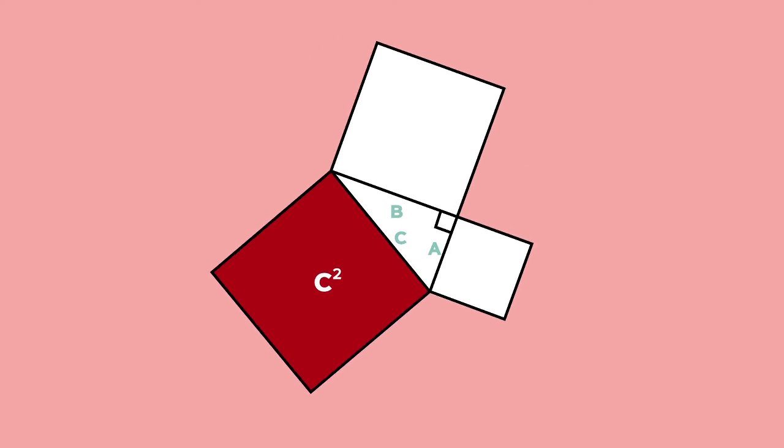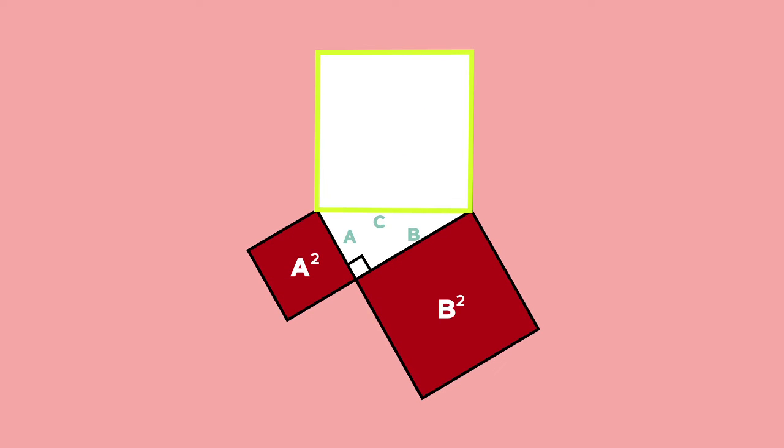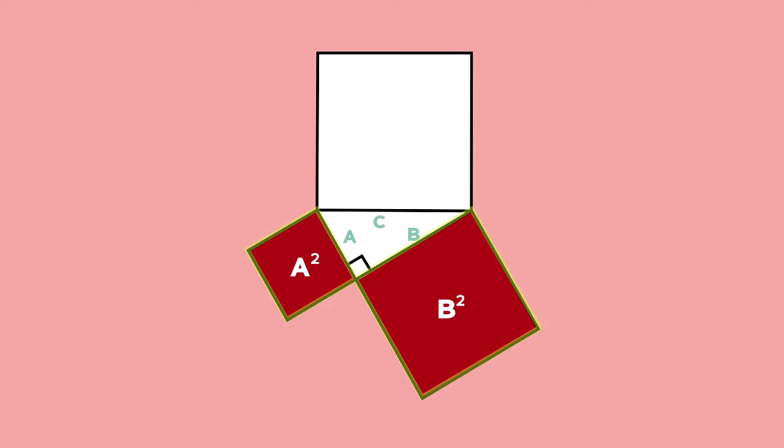So let's have a look at that again. You will see that the area demonstrated by the liquid falling from the square C into squares A and B, the two smaller squares, is exactly the same.